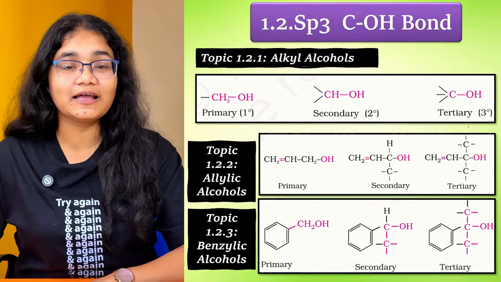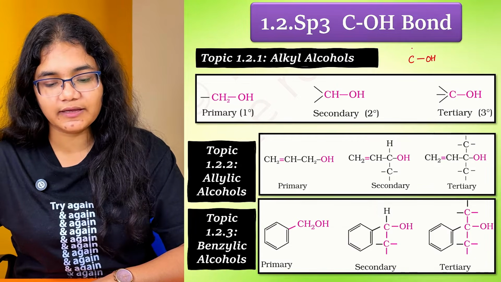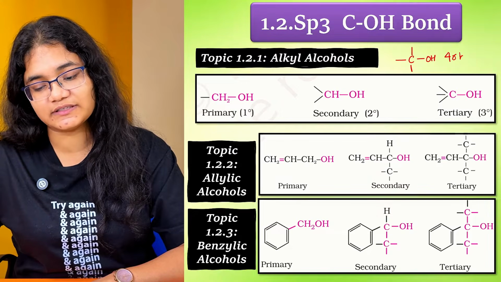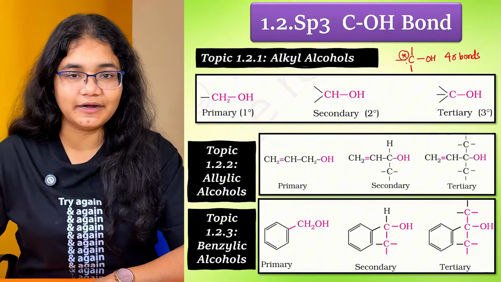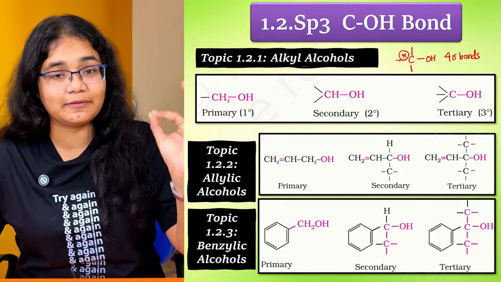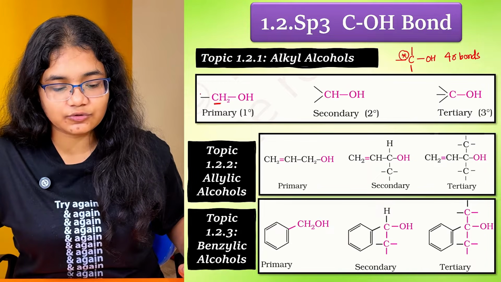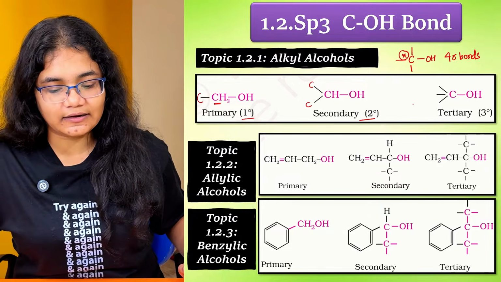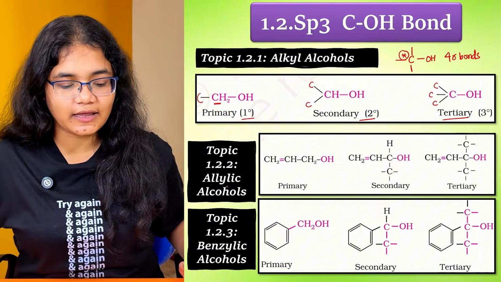Now let's move to the sp3 C-OH bond. Here we are talking about the carbon which has 4 sigma bonds present. If 4 sigma bonds are present, that means this carbon is sp3 hybridized. Now what is the classification of an sp3 hybridized carbon? If this particular carbon which contains the OH group is attached to only one carbon, then it is primary. If it is attached to 2 other carbons, then it is secondary. If it is attached to 3 other carbons, it is tertiary. Clear?